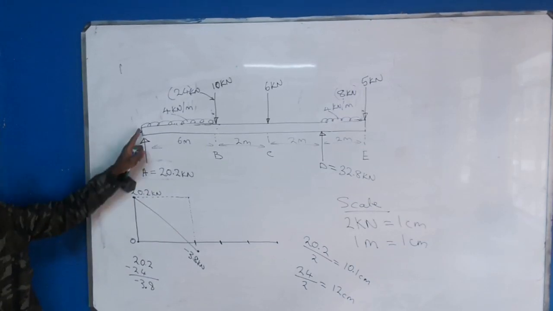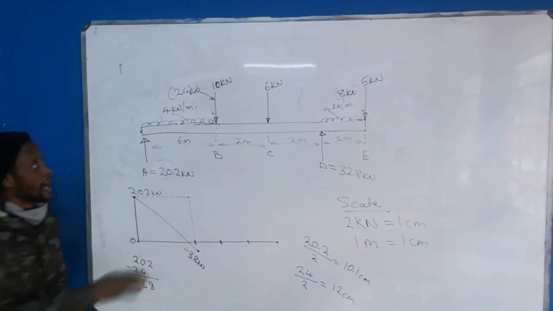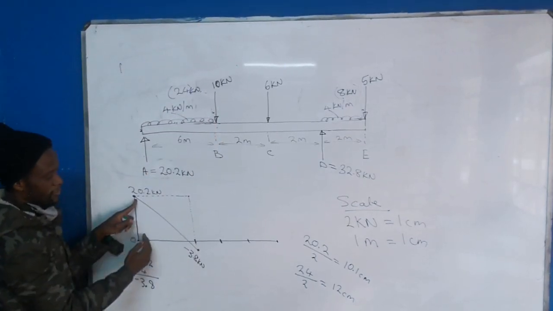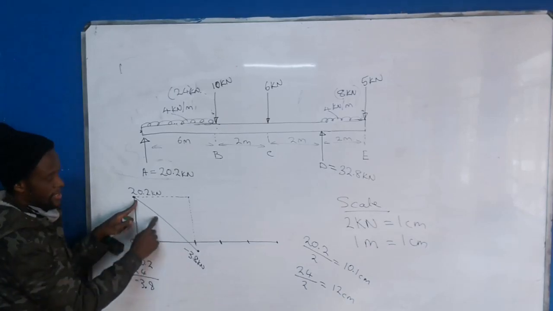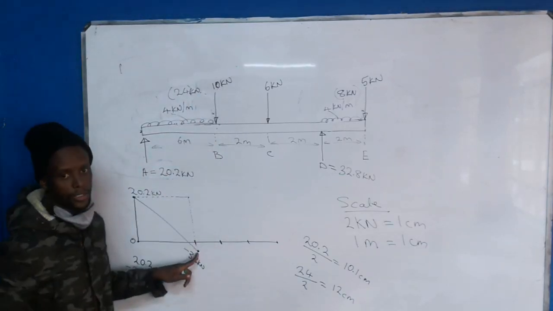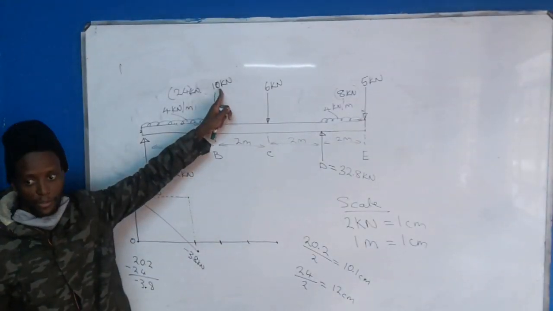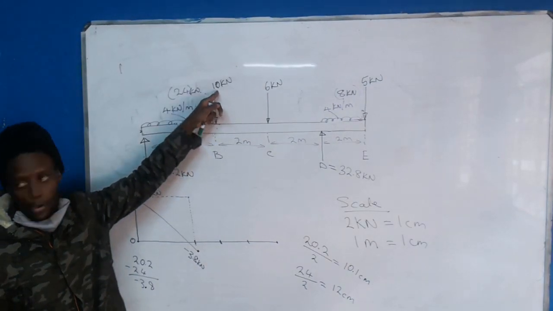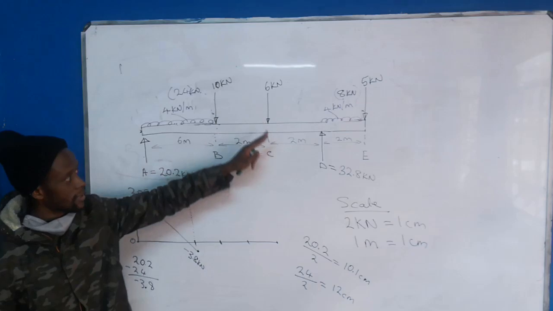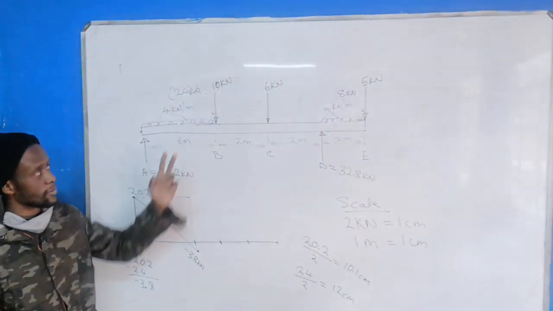Okay, what that means, we have arrived at point B. After arriving at point B, the beam is getting heavy. The more we move to the right, the beam is getting heavy. Now we have arrived at point B. There is a force at point B, and that force is a concentrated force. This force goes straight downwards. It's a point load. These ones are easy.